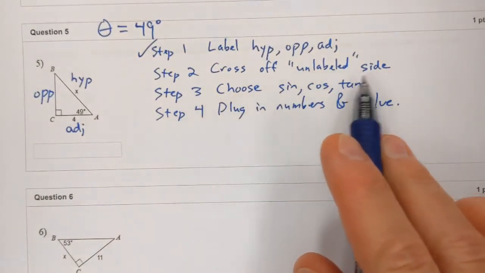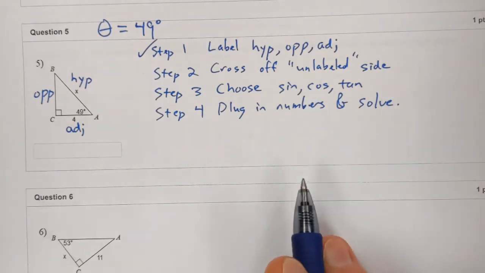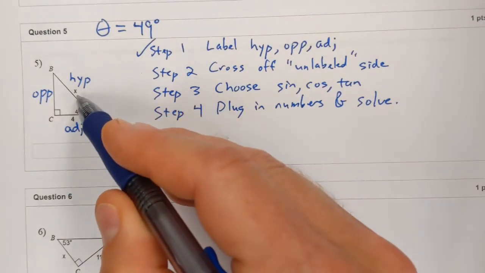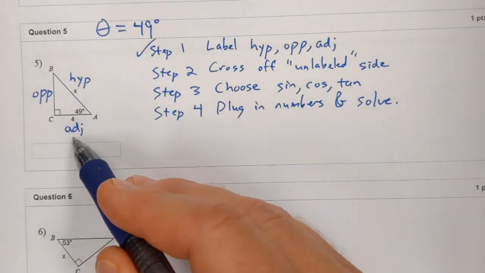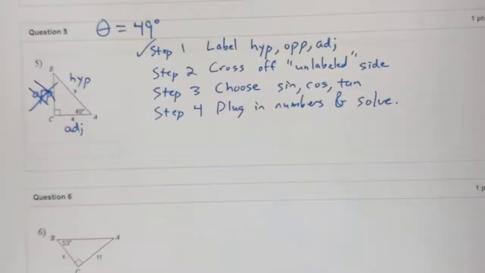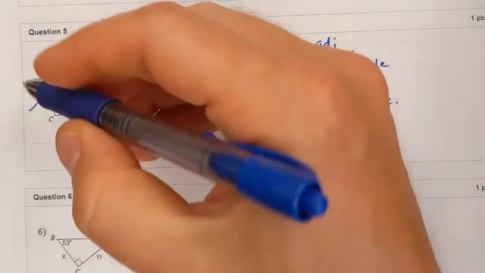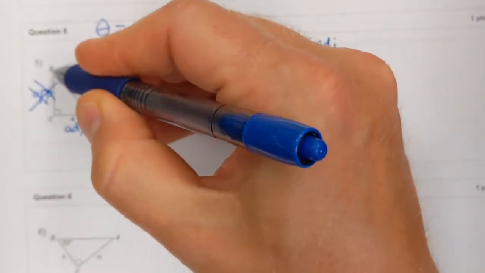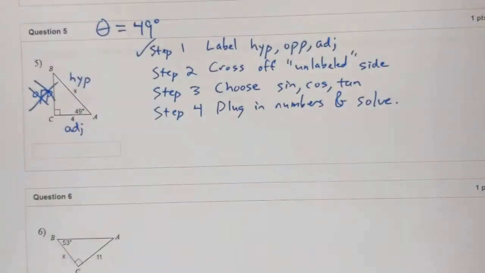Step 2, then we're going to cross. This is the easiest, I think. Cross off the unlabeled side. My hypotenuse is labeled with an x. My adjacent side is labeled with this 4, but my opposite side has no label. We're going to cross it off. We're going to get rid of it. We don't know how long this side is, and we don't care to know. We don't need to know. I'm going to cross it off.